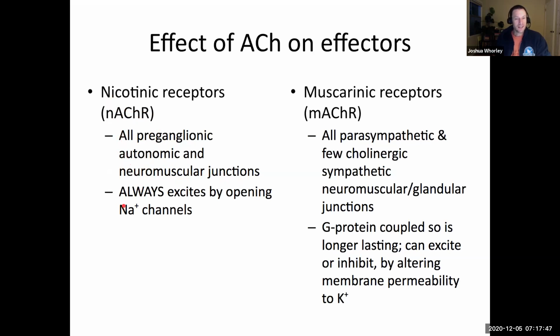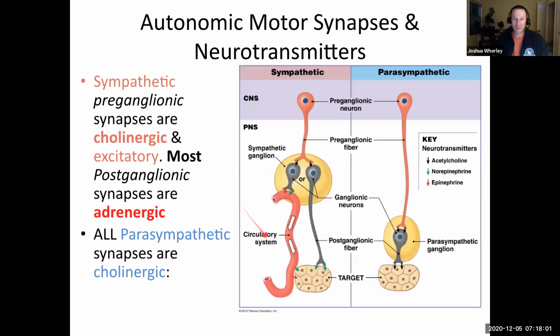When these are stimulated, so when acetylcholine is released and binds to a nicotinic acetylcholine receptor, it always excites the postsynaptic cell by opening sodium channels. So let's just flip back one more time, right? When acetylcholine is released here or here, it always excites. Always excites. And most frequently, it's on these sympathetic neurons. It always excites these postsynaptic cells, right?